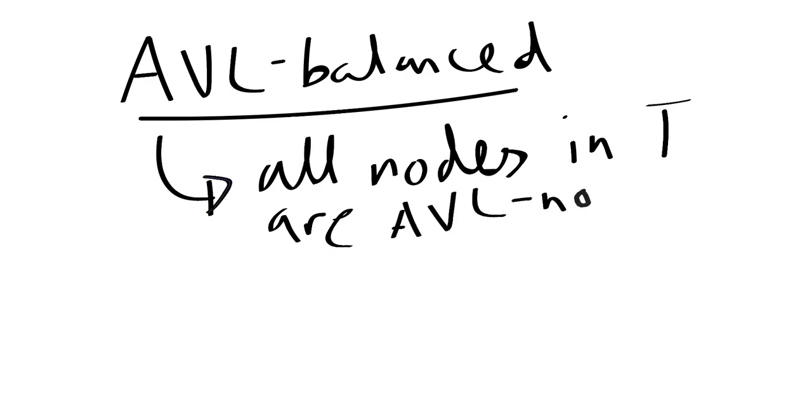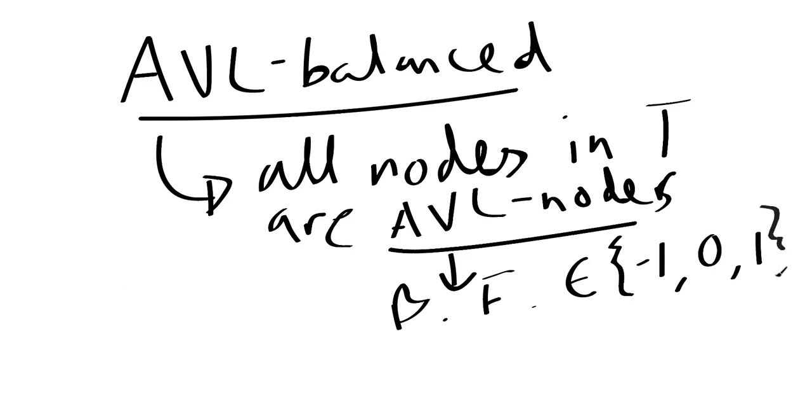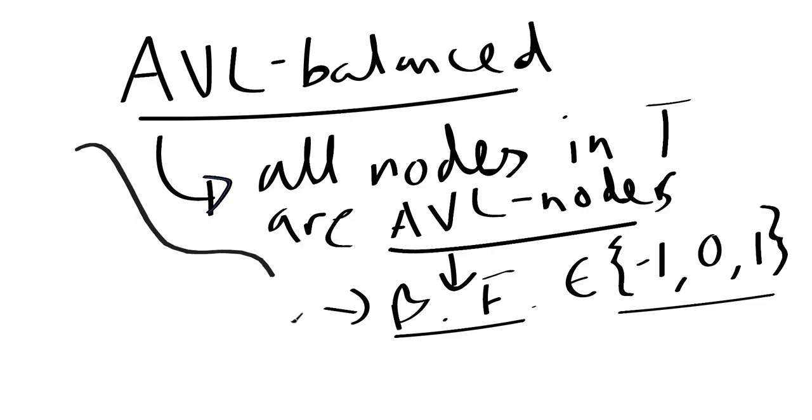And what this means, if a node is an AVL node, then this means that their balance factor is either -1, 0, or 1. Right? So their balance factor is -1, 0, or 1. Well, we haven't really defined what balance factor means yet. So let's define what balance factor is.